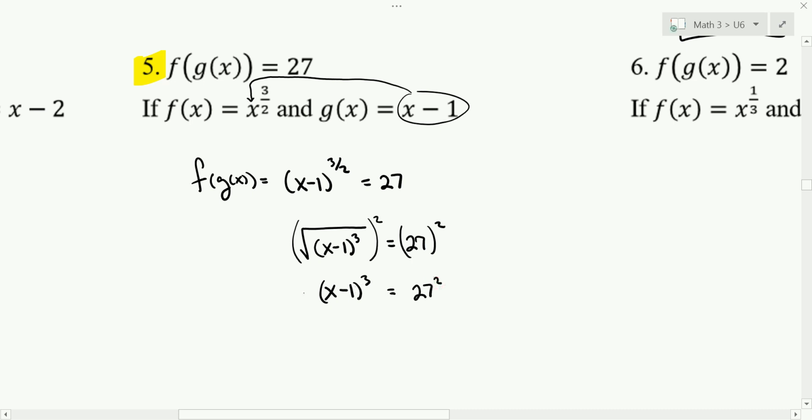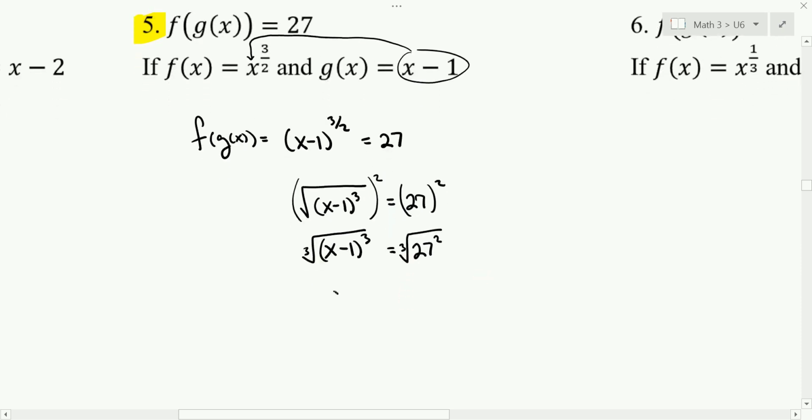And then to get rid of the cube, we're going to cube root both sides. So x minus 1 is equal to the cube root of 27 squared, which we can also write this way: the cube root of 27 first, and then square second, which is easier to work with because the cube root of 27 is 3, and 3 squared is 9. So x minus 1 is 9. So add 1 to both sides, and we get x is 10.